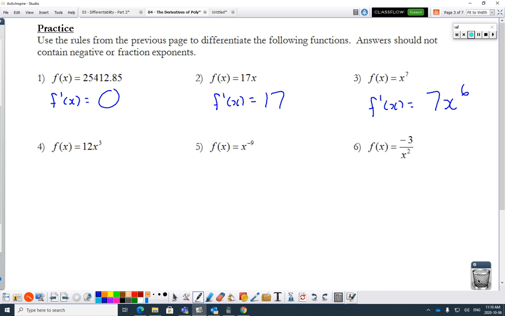Okay, what if there's a coefficient out there? Ooh, now it gets tough. There's a 12 out there. What's the derivative of 12x cubed, Josiah? 36x squared. He's right. Let me just ask some silly questions. Where'd the 3 go?